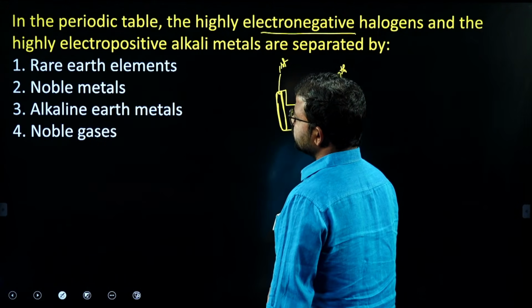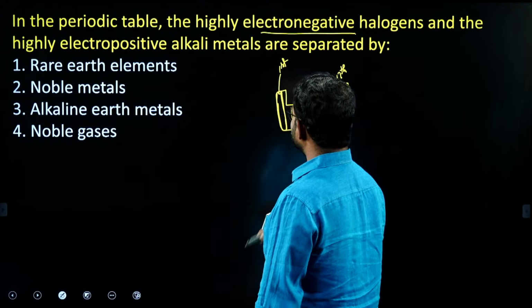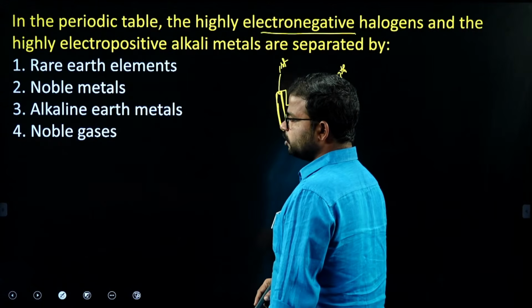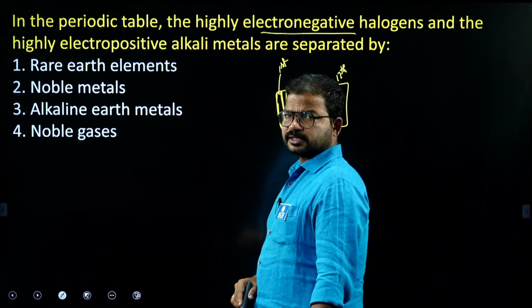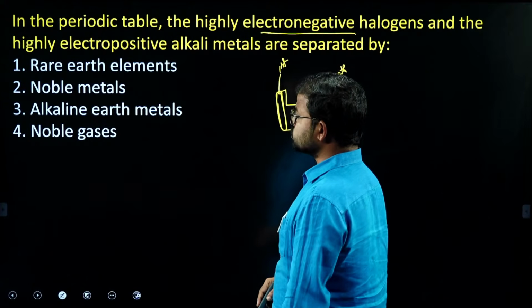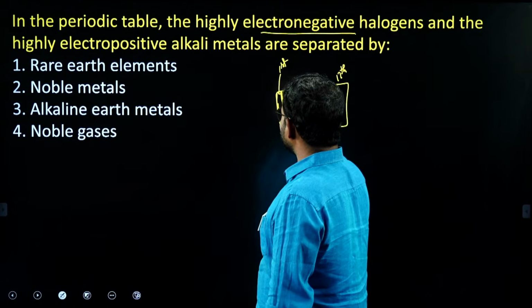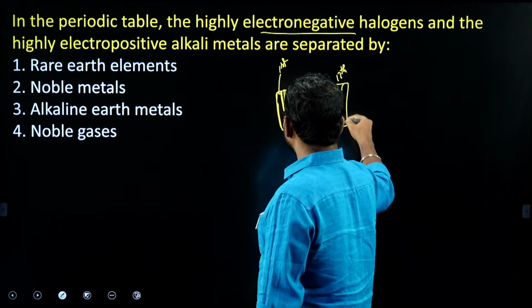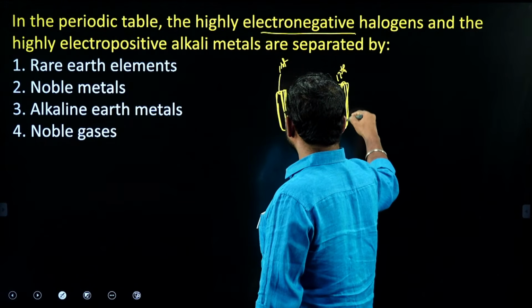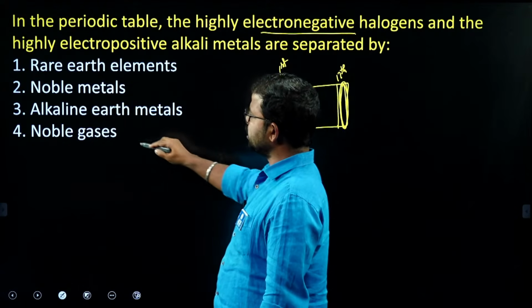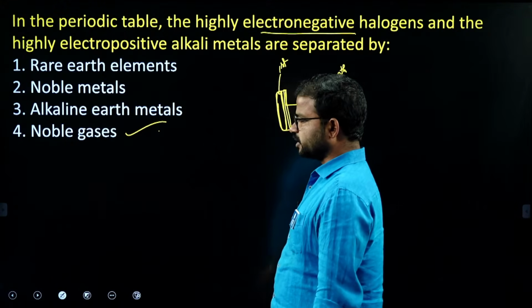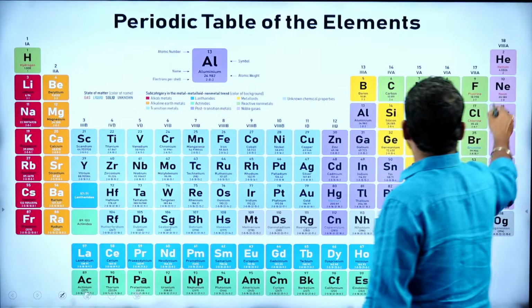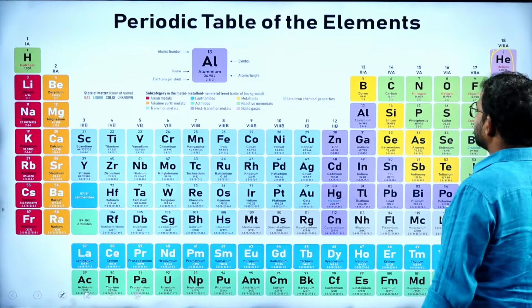So what is the correct answer, guys? Rare earth elements: of course, there is no possibility of the rare earth elements being here. Next, noble metals. Noble metals means copper, silver, gold, osmium. Next, alkaline earth metals are existing here. So these two groups are separated mostly by these elements, that is nothing but noble gases. Option 4 is the correct one.